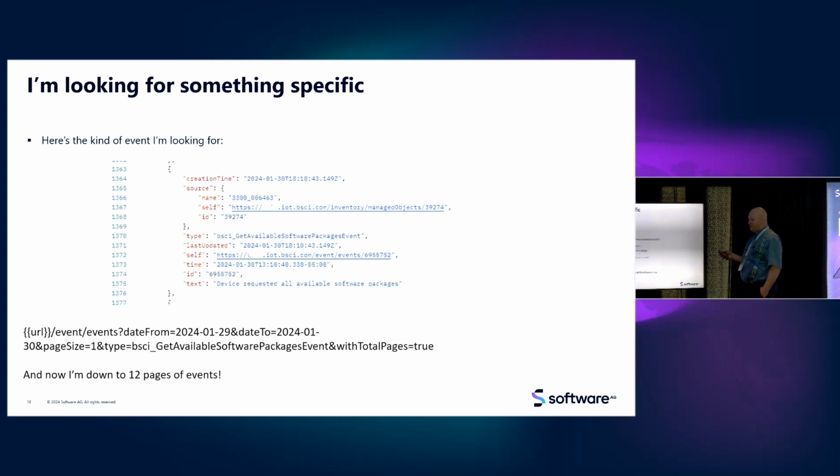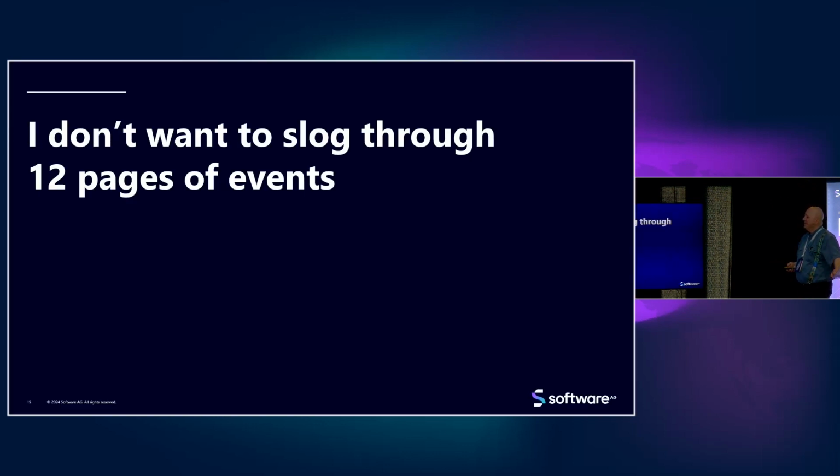Now I'm down to 12 pages of events. So I had 250,000, I'm down to 12. So someone wanted to know when did this device check in. I'm getting to the point where I can find this. I still don't want to slog through 12 pages at 100 per page of events.